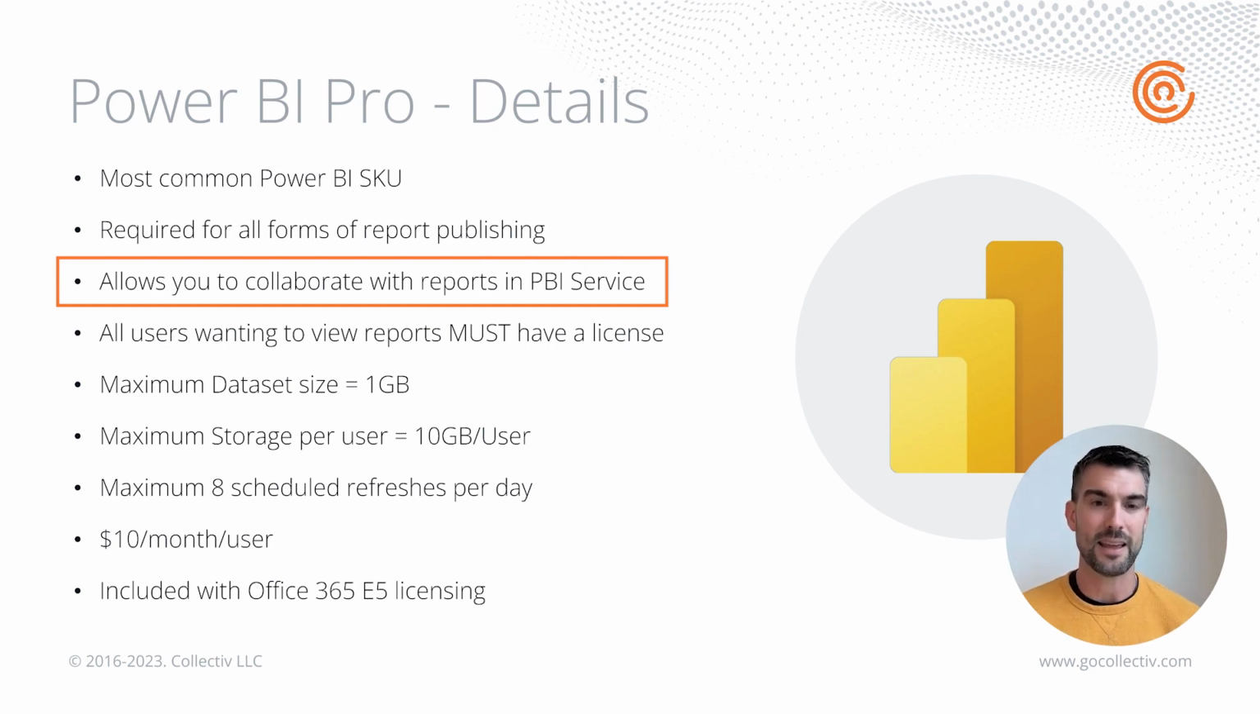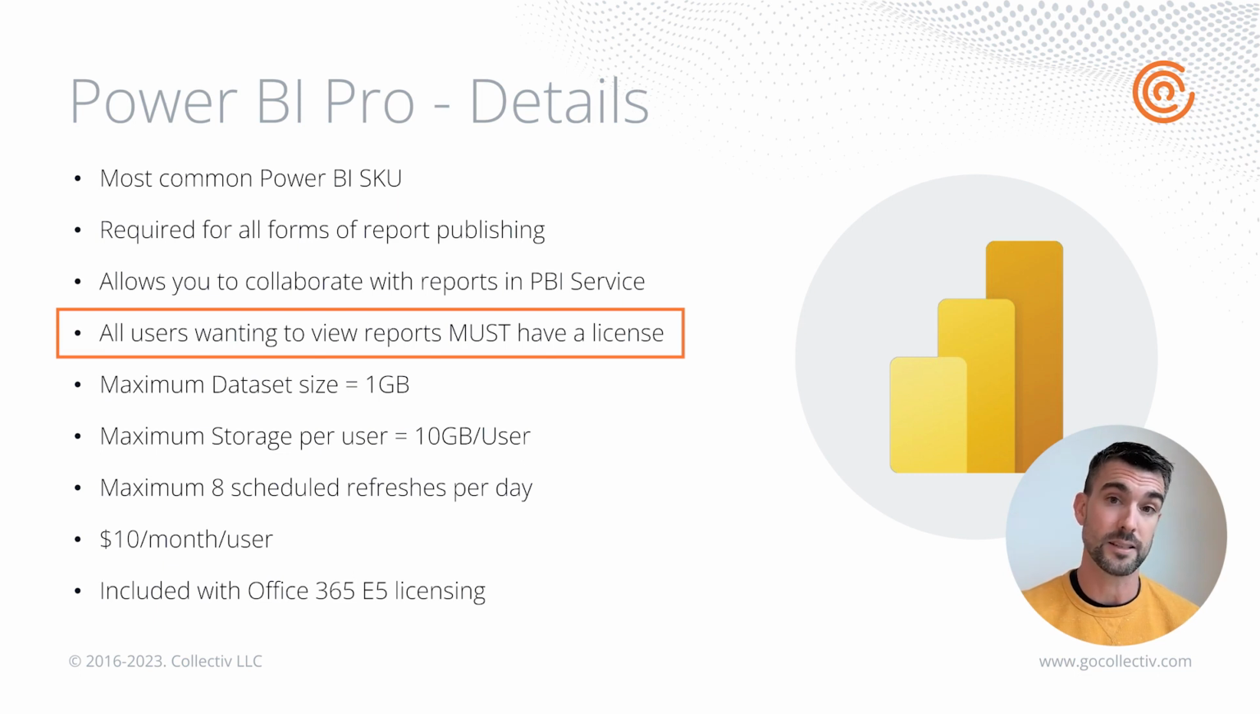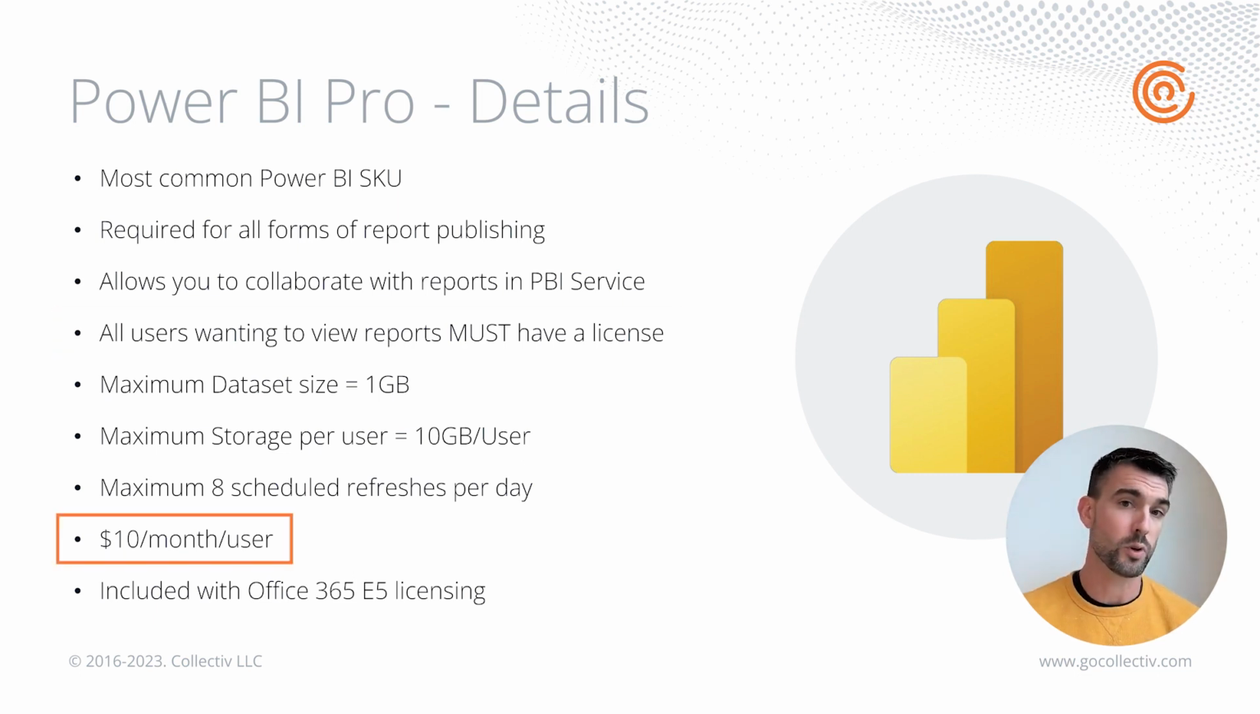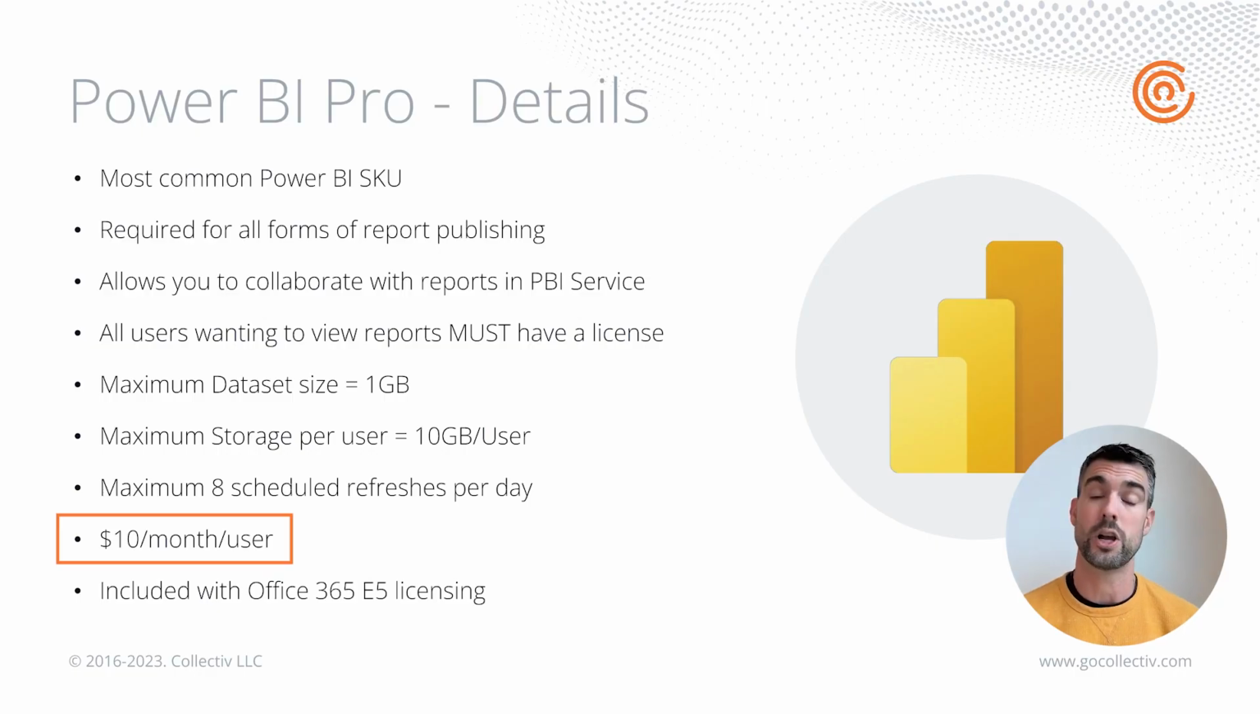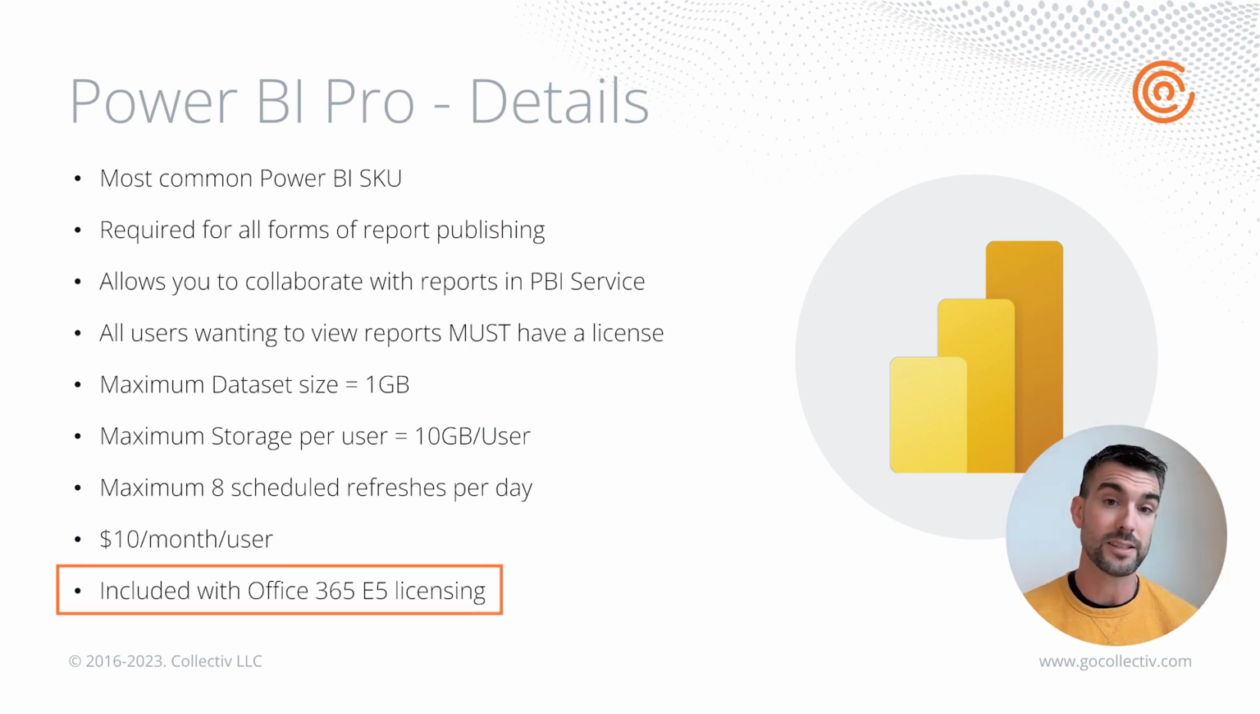So for this slide that we're looking at right here, this is assuming that there's no Power BI Premium involved. If I have Power BI Pro in my organization, in order for me to share my report with another individual in my organization, they will also need to have a Pro license. And that Pro license costs $10 per month per user. So if I have 10 users and we all need to be viewing and collaborating on reports, that's going to essentially cost you $10 times 10 users, so $100 per month. One other thing I'd like to mention about the licensing aspect is that it is included with Office 365 E5 licensing. So if you have E5, you already have Power BI Pro.